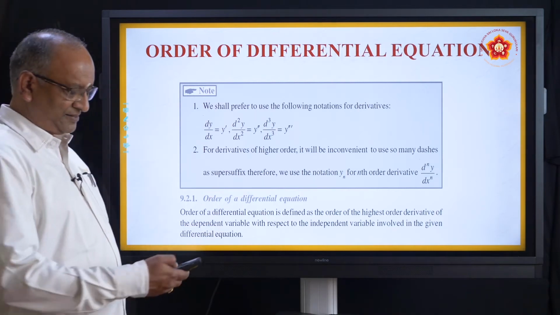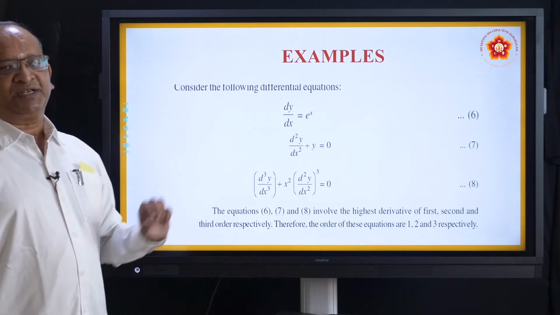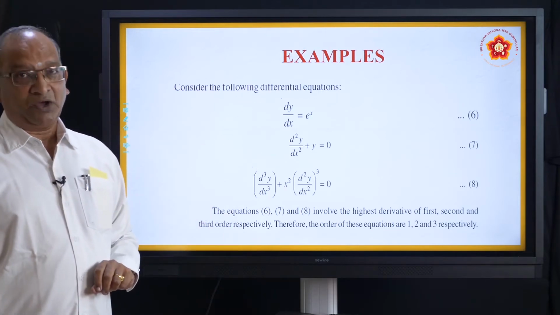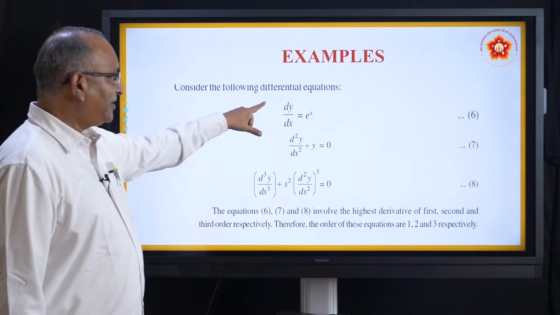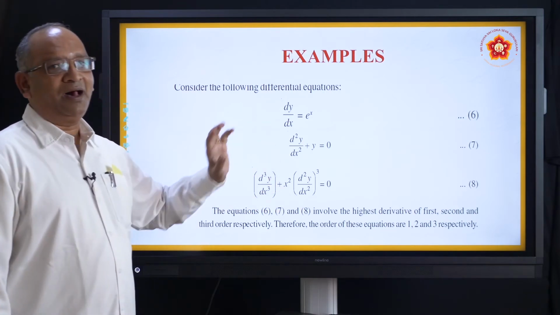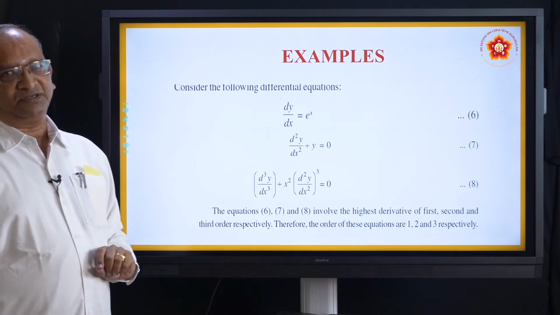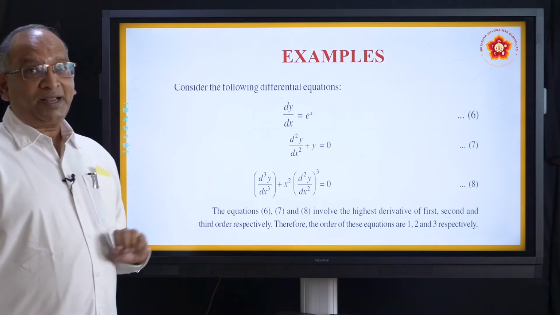We already discussed. Consider the following differential equations. All of them are differential equations. Why? Because derivatives are used. We have dy by dx, d2y by dx square, etc. So all of them are differential equations. Now can you tell the order? Can you tell the order of them?